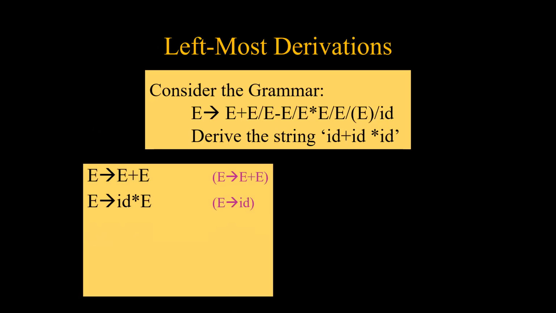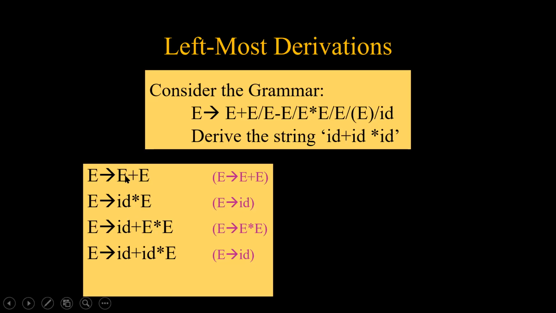Say for example, we have to derive the string id plus id into id. Please remember here E is the start symbol. We start off with E tends to E plus E. Here we have replaced this first non-terminal on the leftmost side with the terminal, that is id. Now we have this capital E. We are replacing this capital E with capital E into capital E. In the next step, we will first convert this second non-terminal to the terminal and then move towards the third non-terminal.